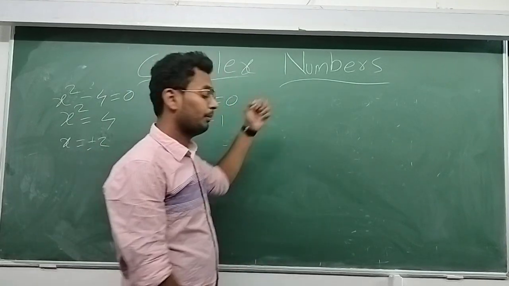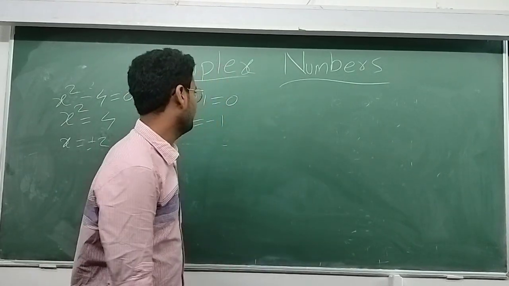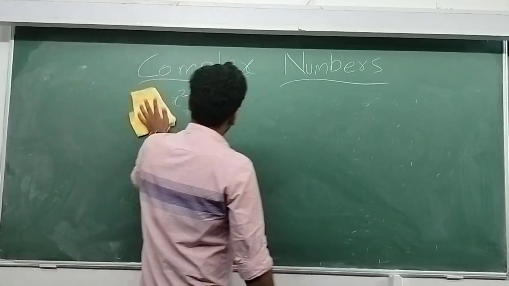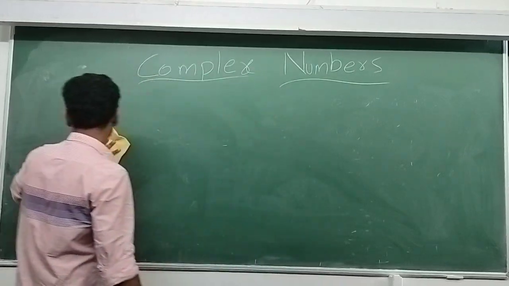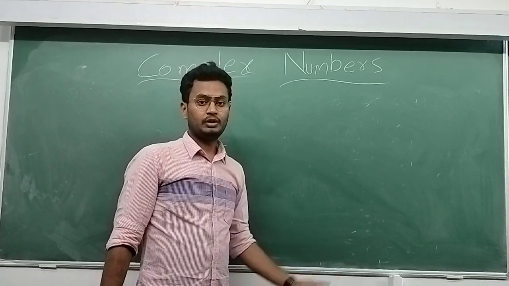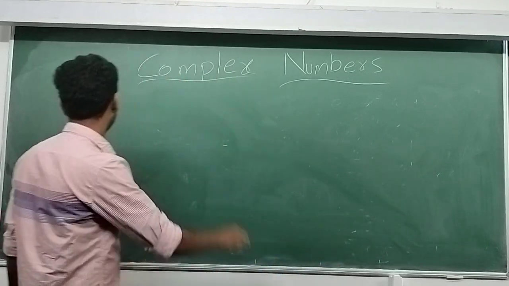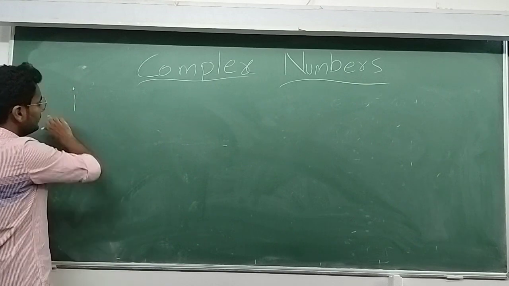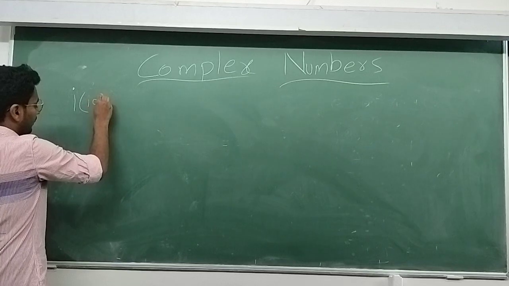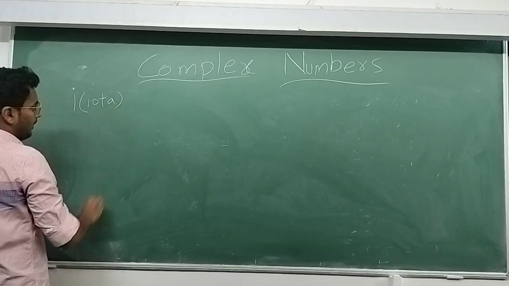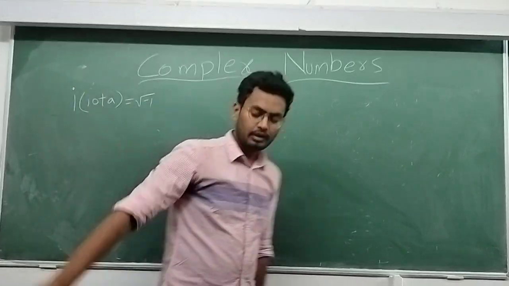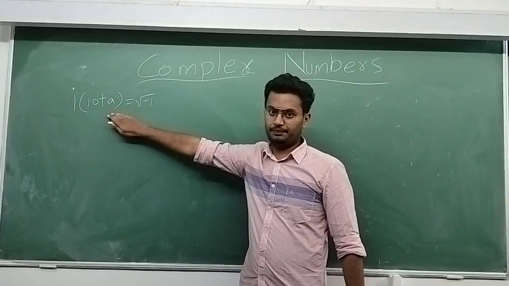Complex number है. Now, what is a complex number? Our great mathematician Euler introduced this number for the first time. This is the Greek letter iota. This is equal to root of minus 1.